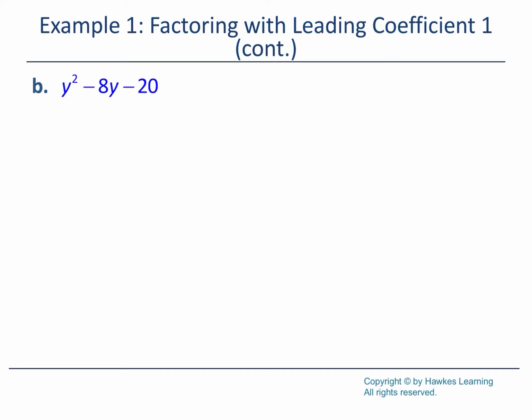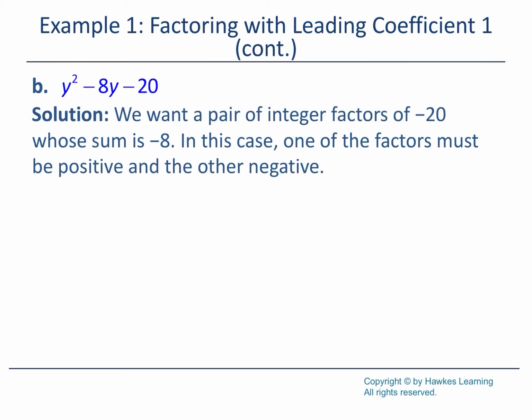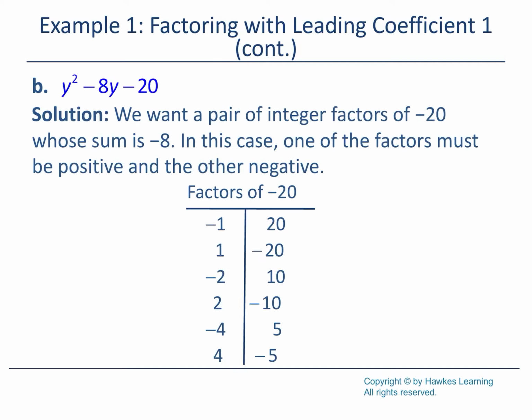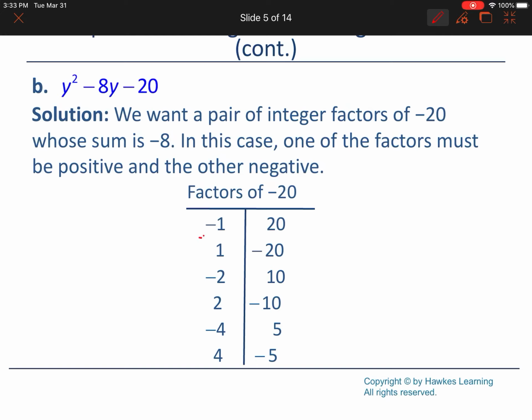I don't know which one, but one of them has to be positive and one of them has to be negative. And we add those two numbers together, even with their negative sign and positive sign, right? We have to get negative 8. So once again, we're looking for factors of 20. So here are all the factors of 20.